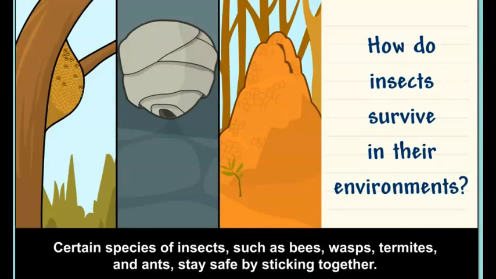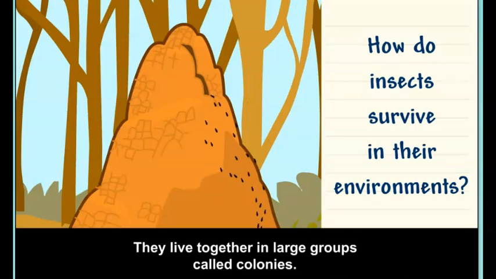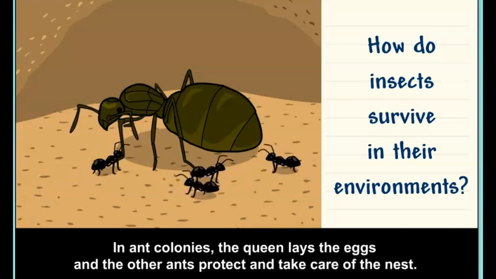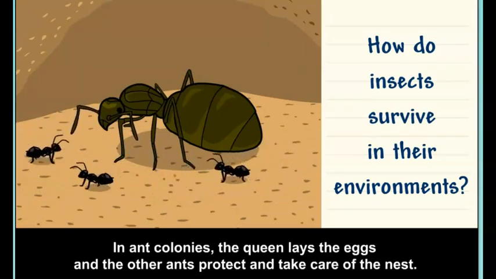Certain species of insects, such as bees, wasps, termites, and ants, stay safe by sticking together. They live together in large groups called colonies. In ant colonies, the queen lays the eggs, and the other ants protect and take care of the nest.